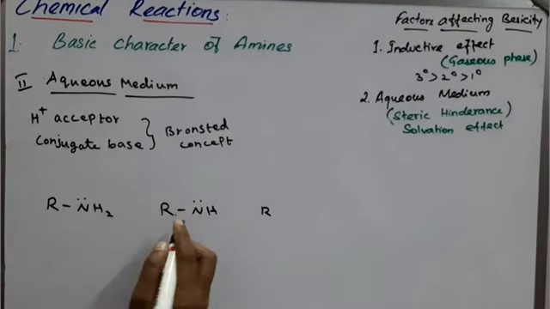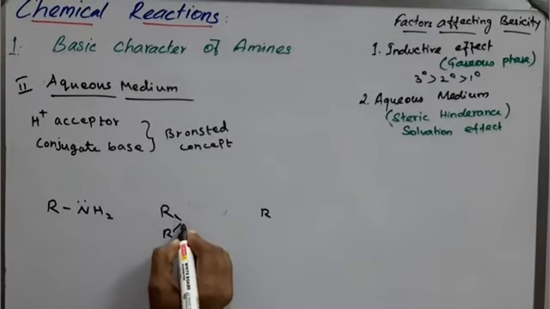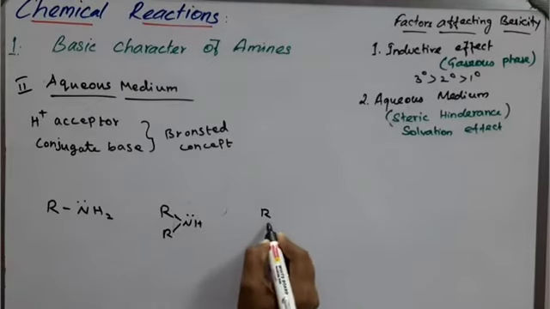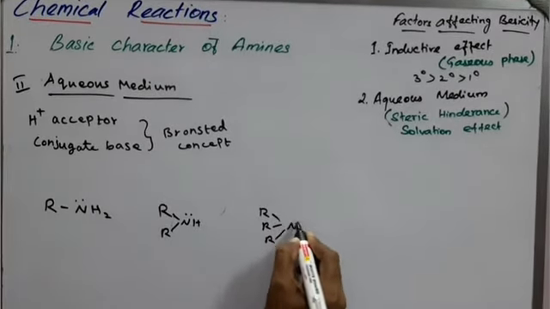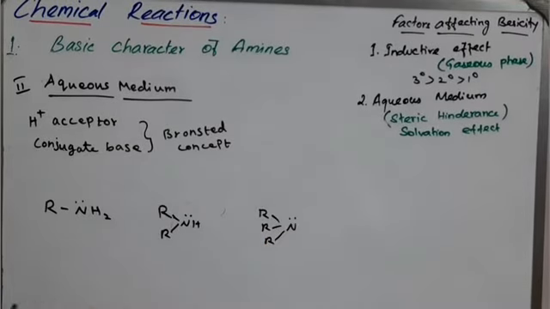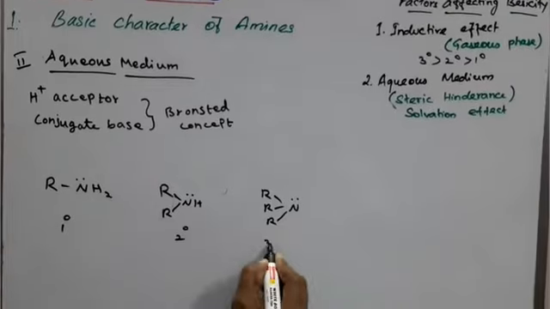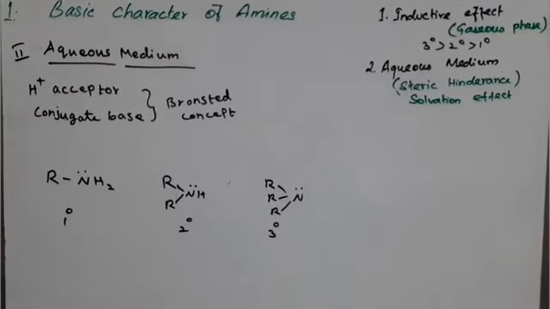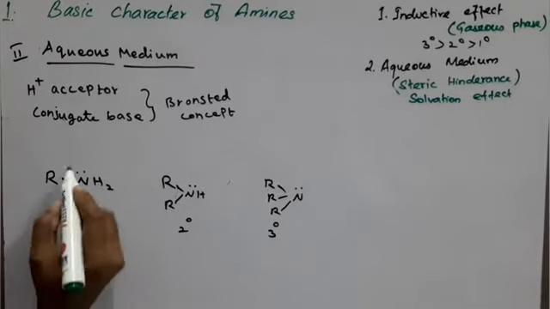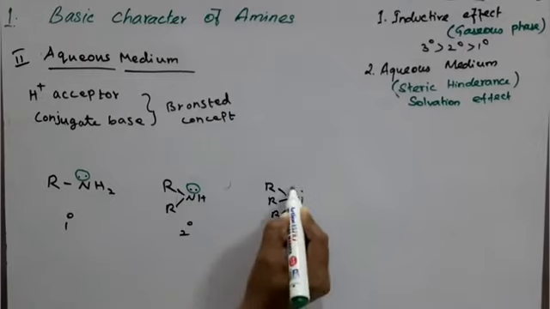Okay, and this is the tertiary amine, with 3 alkyl groups on N, there is no hydrogen. So this is primary, secondary and tertiary. All these amines contain a lone pair of electrons, it is available. Here the lone pair of electrons is available.